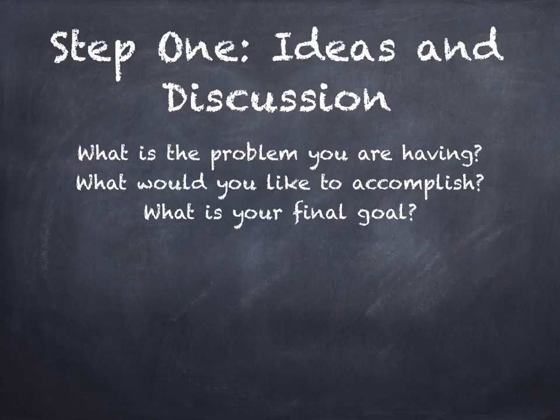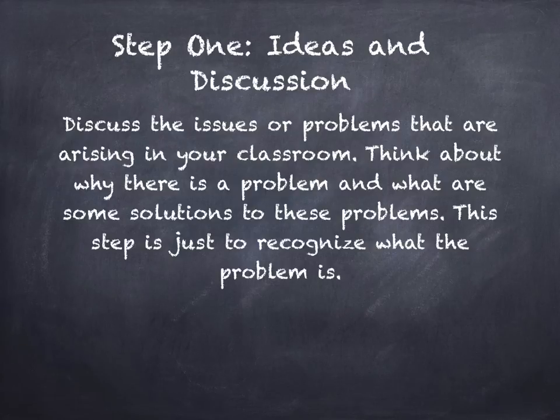So the first step is the ideas and the discussion. Figure out what exactly is the problem that you are having in your room and what would you like to accomplish? What is your final goal for this process? Discuss the problems. Talk about it. If you have a teacher's associate in your room, talk about it with them. Talk about it with other teachers. This step is really to recognize what is the problem that you are having in your classroom.